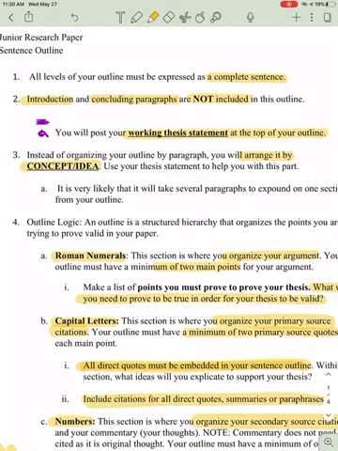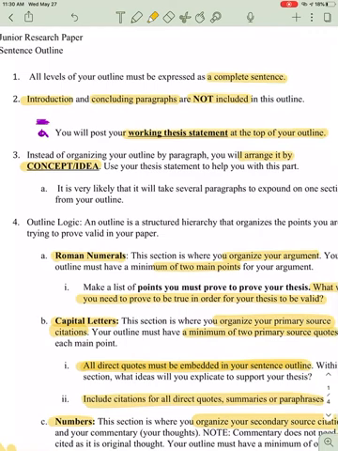You've already basically written your intro paragraph with the previous step. The sentence outline is really about the body of the paper, right? Your real argument, not the introduction, not the conclusion, but the meat and potatoes of what you're trying to say. One thing you do need to do at the top, don't forget, is to put your working thesis statement at the top of your outline.